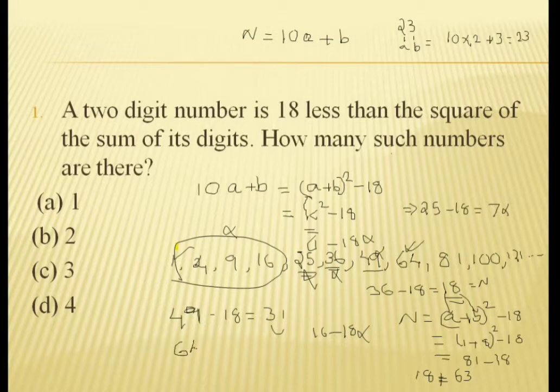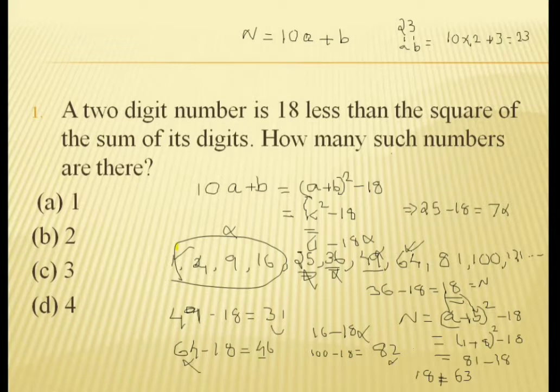So we can consider the next perfect square, that is 64 minus 18. So what will we be getting? We will be getting the number 46. So the digits are 4 and 6. 4 plus 6, 10. 10 square means 100. 100 minus 18, this is 82 that we are getting. But that is not equal to 46, which means it is not satisfying, right?